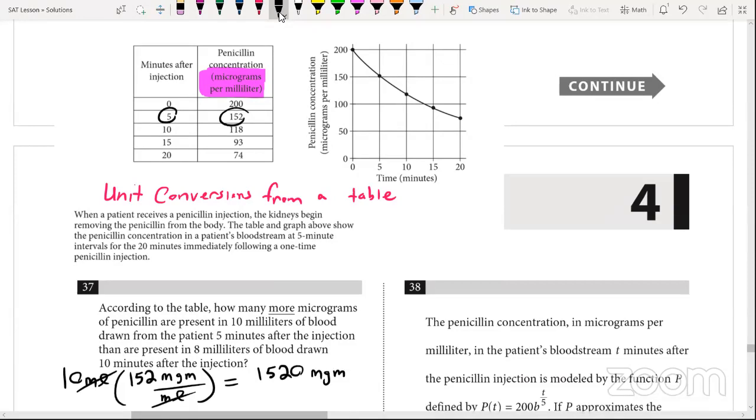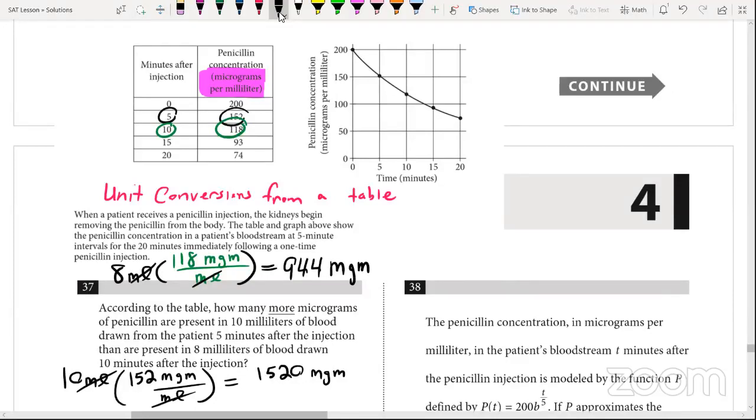For the 8 milliliters of blood that they talk about later in the problem, those are drawn 10 minutes after the injection. So 10 minutes after, we're talking about 118 micrograms per milliliter. So milliliters cancels with milliliters, again, one on the top, one on the bottom. And 118 times 8 is 944. And the unit is micrograms.